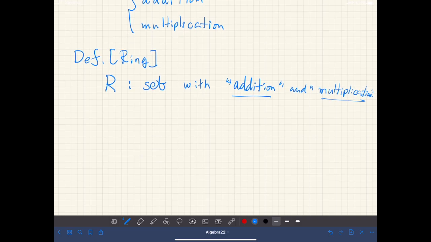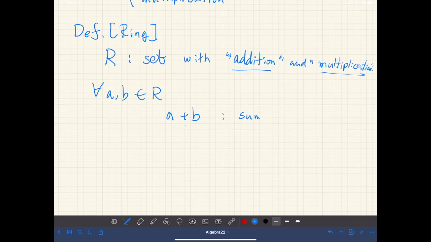Okay, and for any elements a, b of this set R, the addition is denoted by a plus b. But this plus is not necessarily the same plus as in numbers. It's just a symbol at this moment. So this is called a sum.